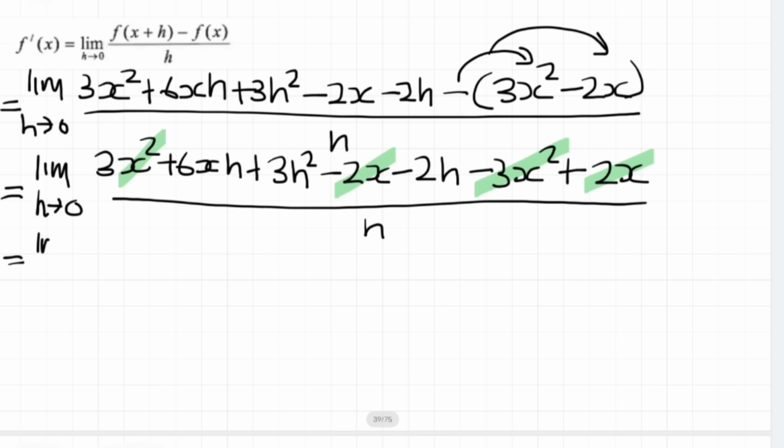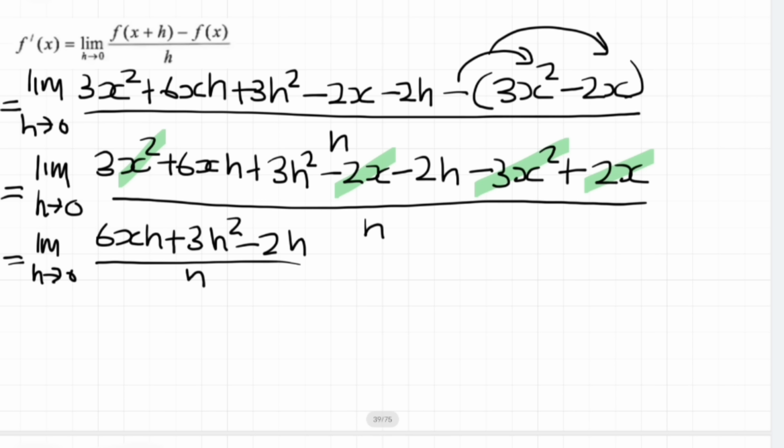So I'm going to be left with limit as h approaches 0. I'm going to be left with 6xh plus 3h squared. What else? Minus 2h, divided by h. And then limit as h approaches 0.